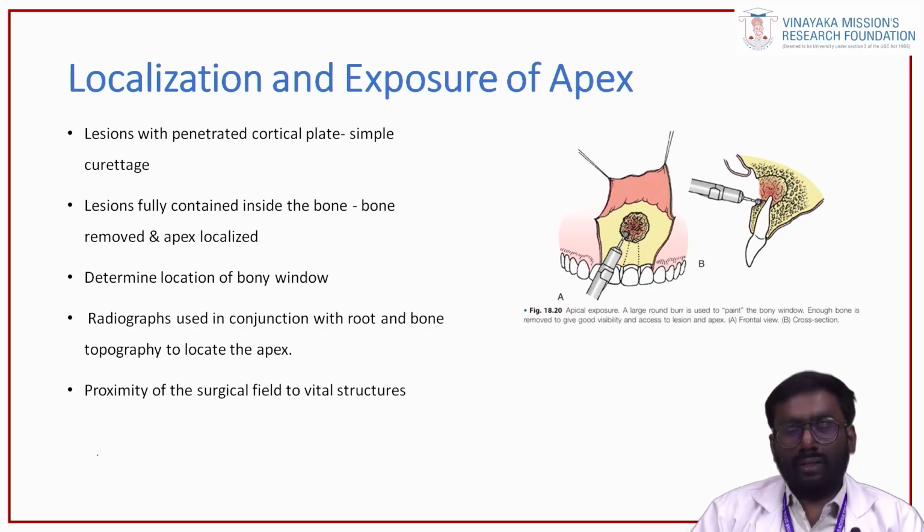So I would prefer to go for an intrasulcular incision or a sulcular incision with a vertical releasing incision resulting in a trapezoidal flap. If you are meticulously resuturing the interdental papilla, the problem of gingival recession could be avoided. Once the flap is elevated, the next step is to locate the area where we are going to work. That is the periradicular region.